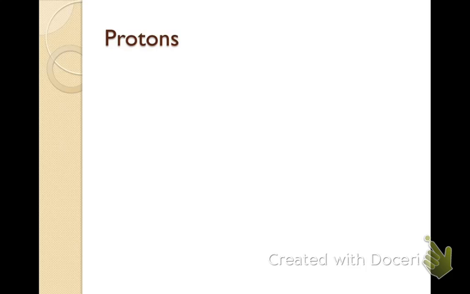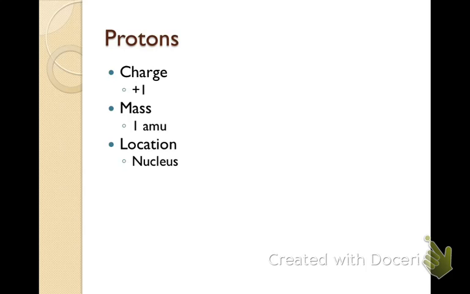So, protons. Protons have a positive 1 charge, or a plus 1 charge. They have a mass of 1 AMU. If you take a look at your reference table, AMU stands for atomic mass unit. The location is in the nucleus. And if you change the number of protons, you change the element completely. The periodic table is based upon the number of protons in an atom.